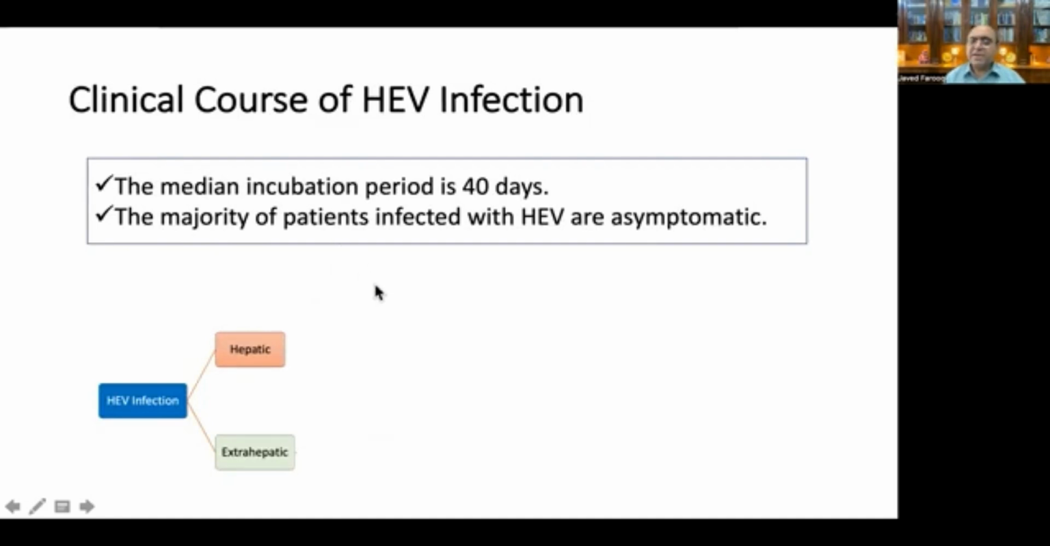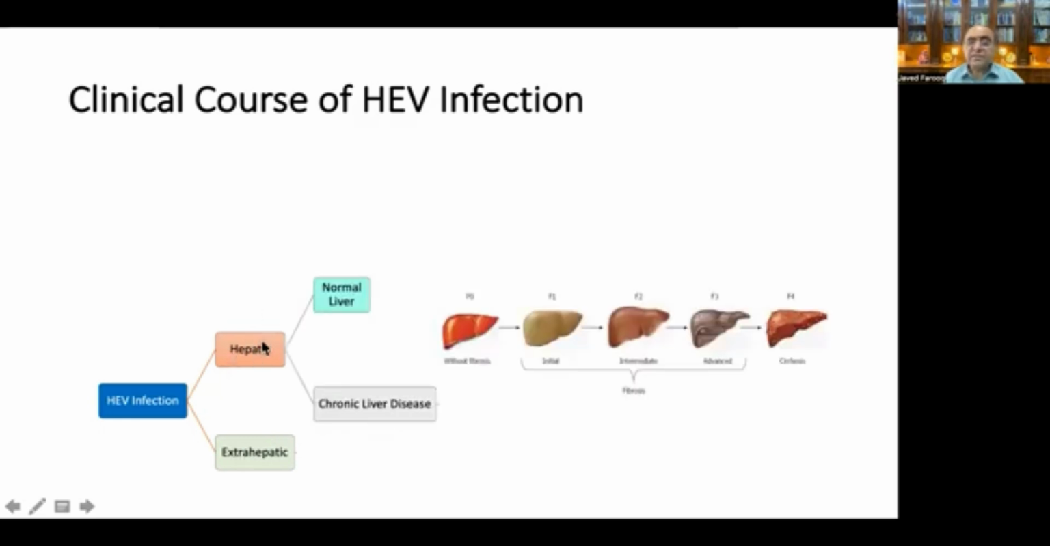Coming to the clinical course of hepatitis E virus infection, the median incubation period is 40 days, from when the virus enters the body to when the symptoms appear. The majority of patients infected with hepatitis E virus are asymptomatic. So this is another point, that they are asymptomatic. When we compare the clinical features of acute hepatitis E, we can divide them into hepatic and extrahepatic. The hepatic features depend upon whether the patient has a normal liver or a chronic liver disease.